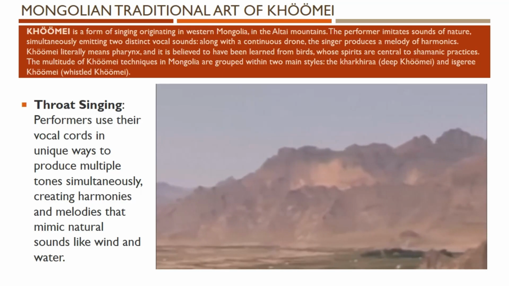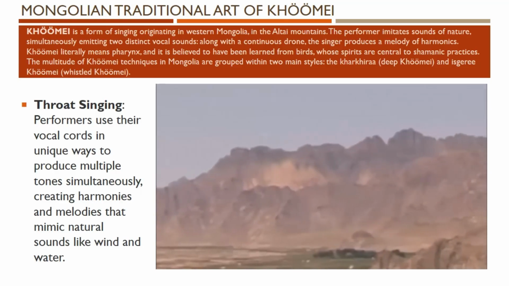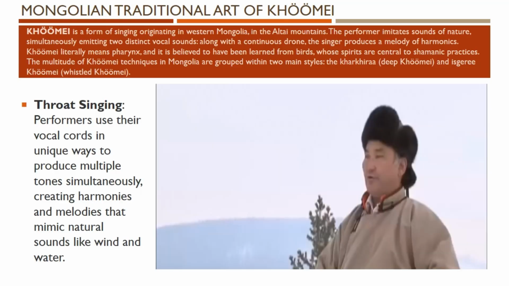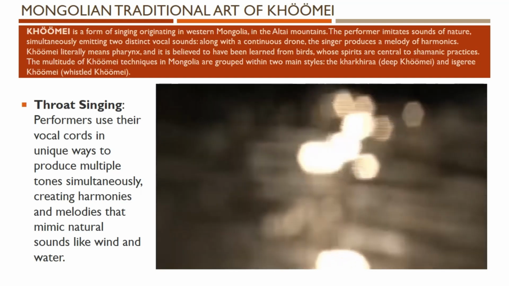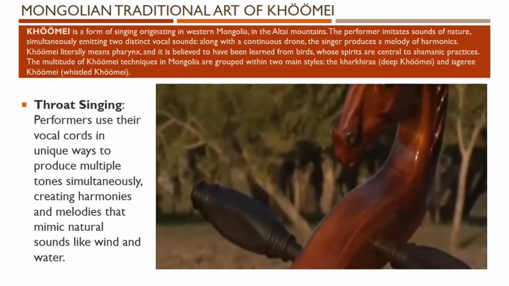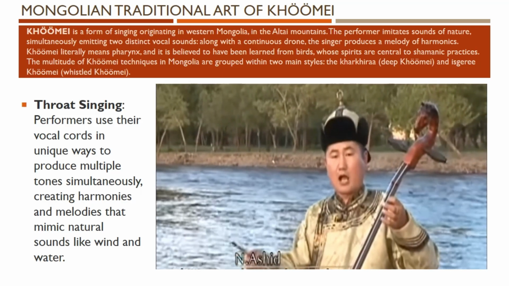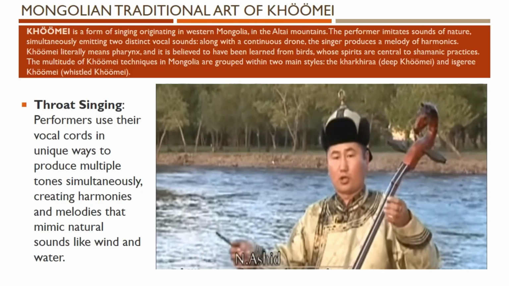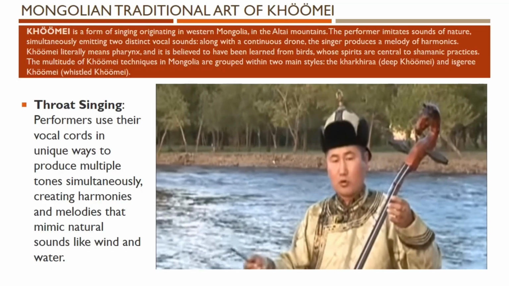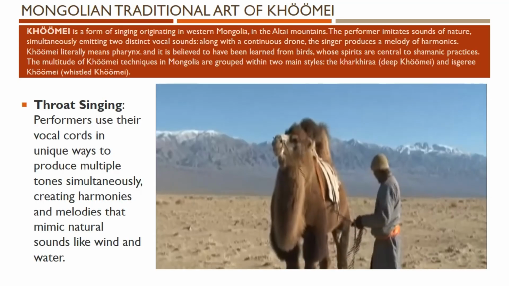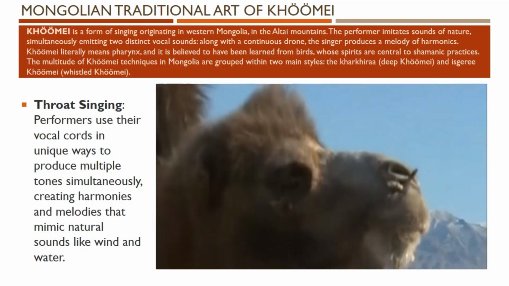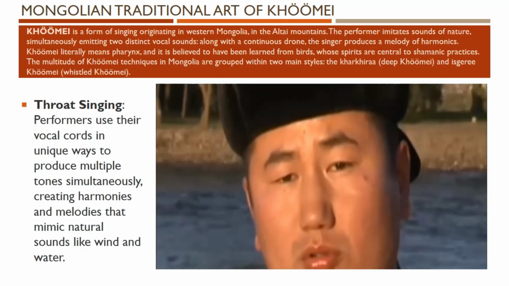It is a melody of harmonics sung above a fundamental tone called drone. In Mongolia, this song style has been practiced exclusively by men until recently. However, women have now been practicing it for about 2 generations. A multitude of techniques can be found in Mongolia, and they are grouped within 2 main styles, the kharkhiraa or deep khoomei and isgeree khoomei or whistled khoomei.